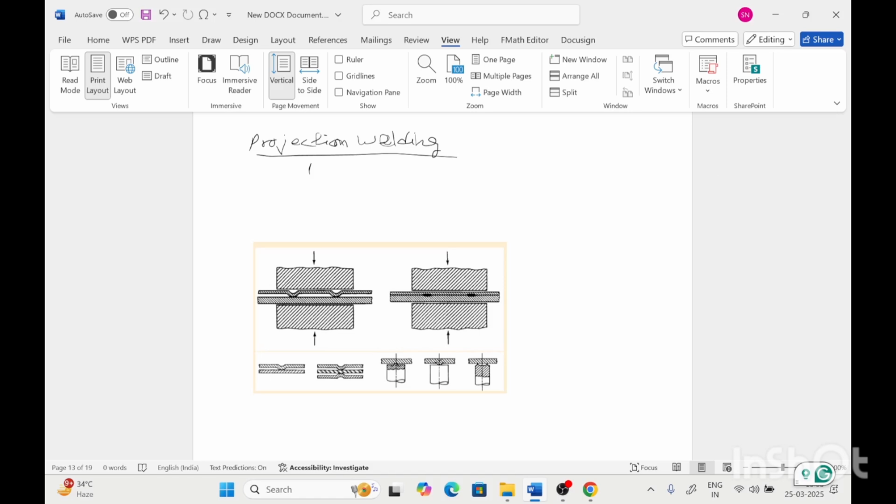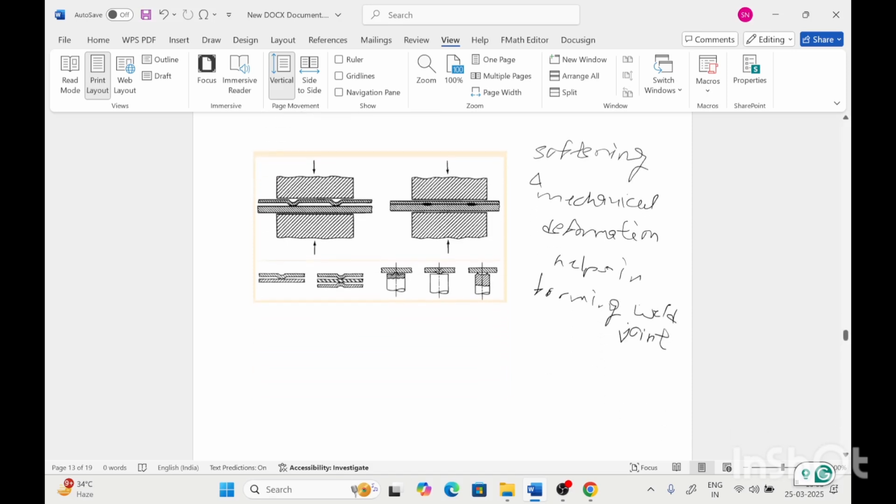So in this process, the softening and mechanical deformation help in the weld joint formation. In this process, the current required to form this weld joint is less because the mechanical deformation is also assisting in forming this welding joint. So the projections made in the sheet help in concentrating the heat at one point.